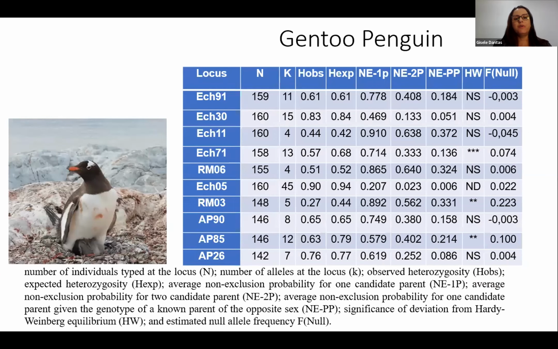Well, we found a good number of alleles in these microsatellites, and a good observed heterozygosity in all microsatellites used, and tested for Hardy-Weinberg bias and null alleles. So we did the analysis using all microsatellites and excluding the microsatellites that had Hardy-Weinberg bias.